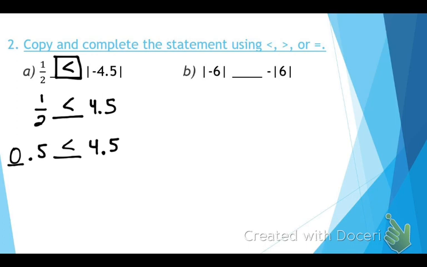Is there anyone who feels comfortable to do problem B for us? Taylor, what is the absolute value of -6? 6 is correct. What is the negative absolute value of 6? -6. He dropped down his negative, and then the absolute value of 6 was just plain old 6. Now, Taylor, read it to me from left to right. 6.